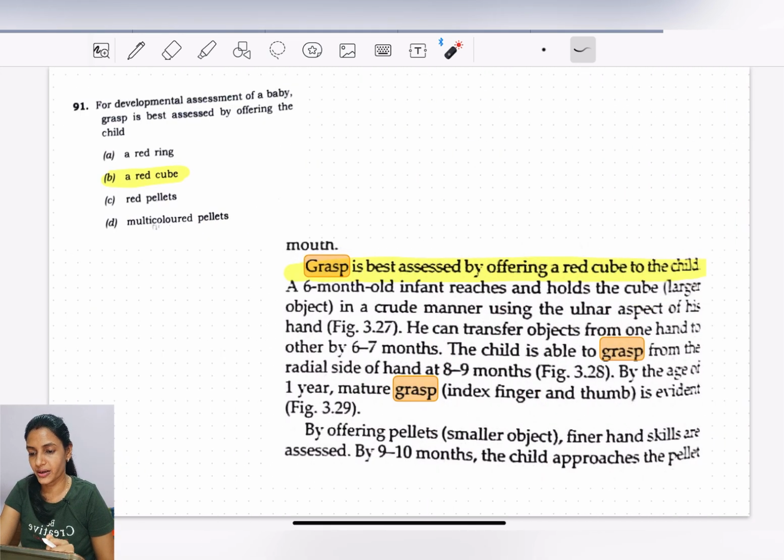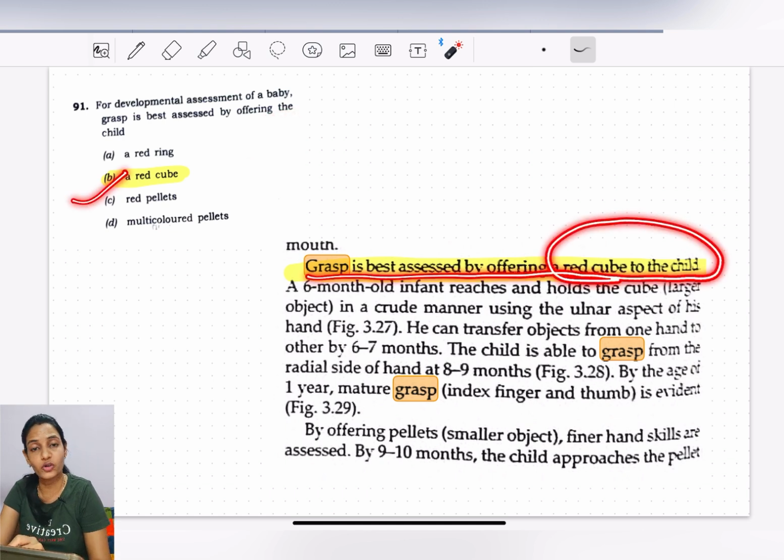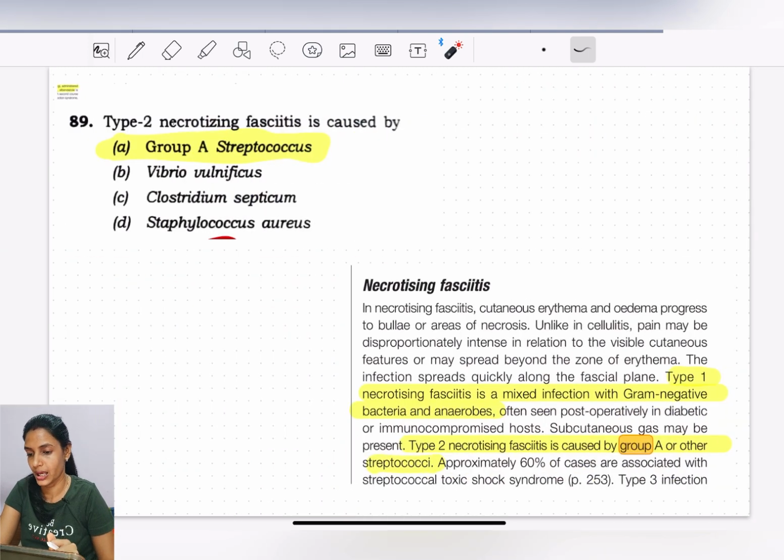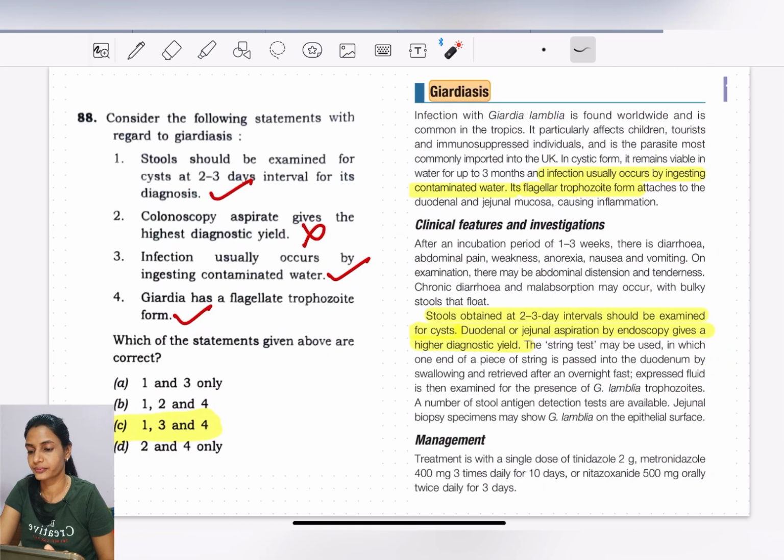They are saying for developmental assessment of baby, grasp is best assessed by offering the child. So grasp is best assessed by offering a red cube to the child. So answer for this is red cube. Type 2 necrotizing fasciitis is caused by group A streptococcus. And type 1 necrotizing fasciitis is caused by mixed infection with gram-negative bacteria and anaerobes.